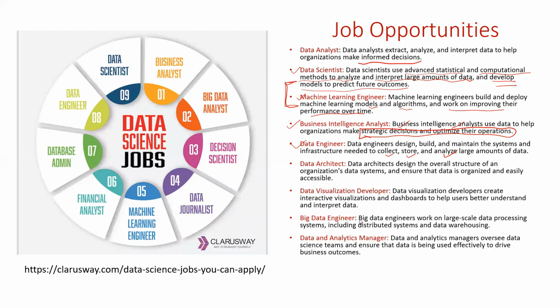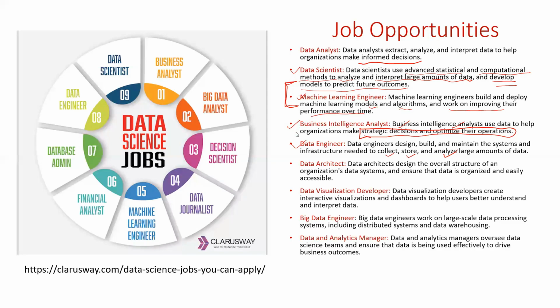Then we have the big data engineer. Big data engineers work on large scale data processing systems, including distributed systems and data warehousing, right? So they are called big data engineers. And finally, the data and analytics manager. The data and analytics manager oversees data science teams. Whichever teams there are, they oversee and ensure that the data is being used effectively to drive business outcomes. So this team actually oversees the rest of the teams, right?